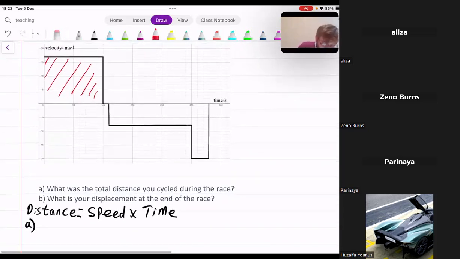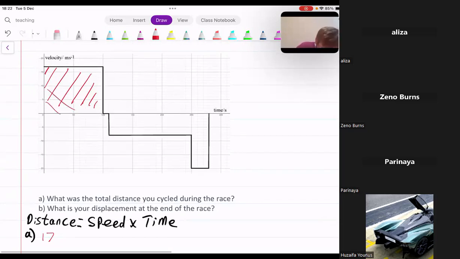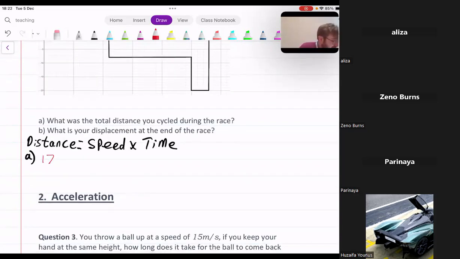So the velocity is 17 meters per second for this first section, and you travel at this speed for 100 seconds. 17 times 100 seconds equals 1,700 meters.